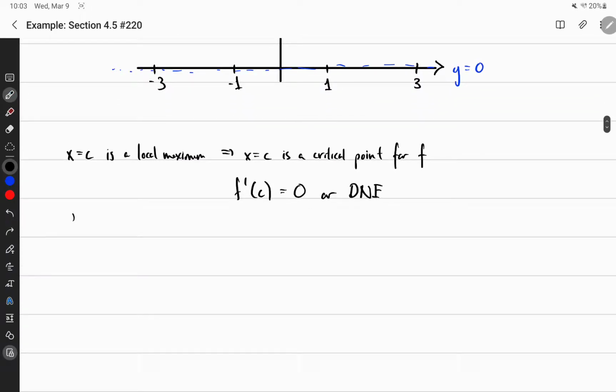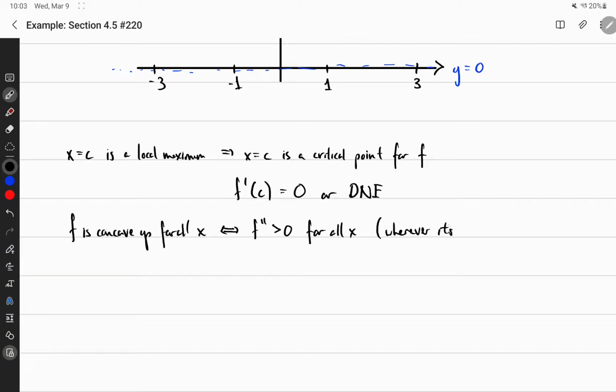So what does it mean for f to be concave up? Well, if f is concave up for all x, then that's the same as saying that the second derivative of f is positive for all x, at least wherever it's defined. So in other words, if my function has a corner, the second derivative won't make sense there, but at least wherever the second derivative is defined, being concave up means that the second derivative is positive.